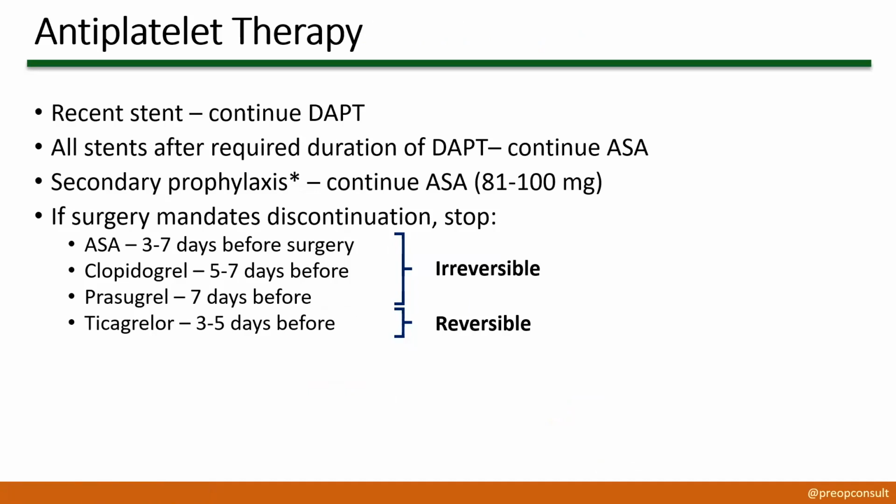However, the CHEST guidelines that just came out for perioperative anticoagulation, as well as the European Society of Cardiology guidelines, both say continue aspirin perioperatively, and they don't specify whether you were on it for a stent or not. If you do have to stop it, then they recommend stopping aspirin 3 to 7 days before surgery, clopidogrel 5 to 7 days before, and prasugrel 7 days before.